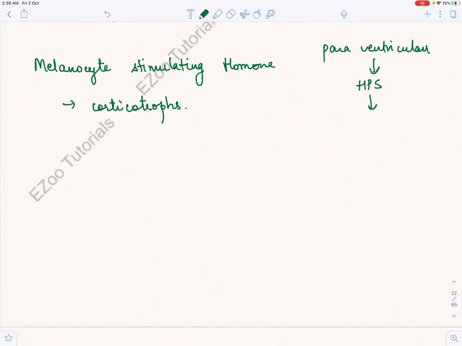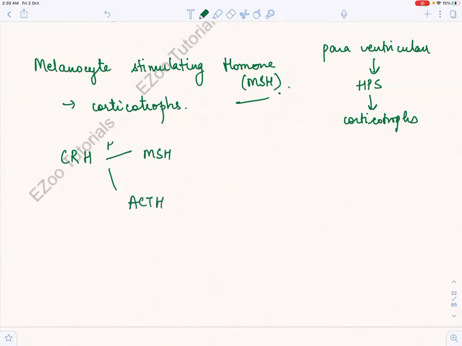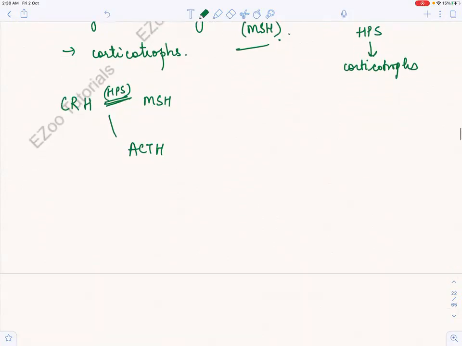and then it will go to the corticotrophs, and basically what will they do? They will secrete this melanocyte stimulating hormone, or this MSH, right? Or basically alpha MSH. So you can remember one more: corticotropin releasing hormone, MSH, and ACTH. They travel via the hypophyseal portal system. So now let us see what this is doing.